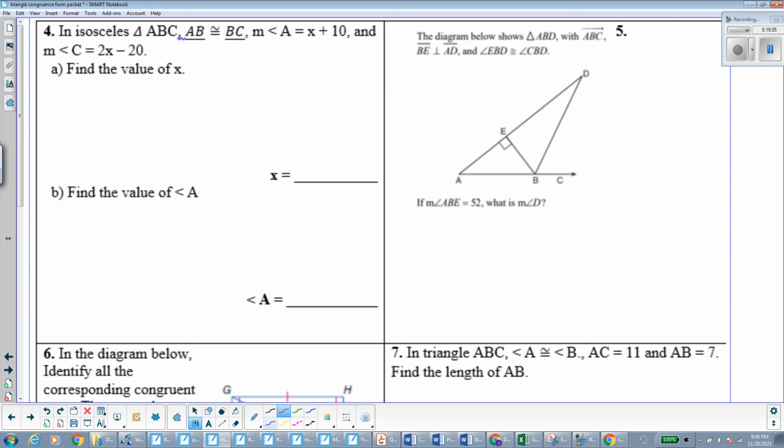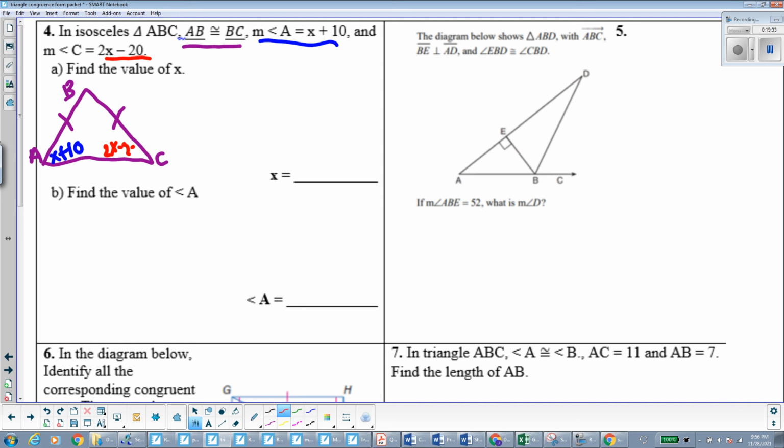So we have isosceles triangle ABC. So I'm going to go ahead and draw a picture. Very first thing I'm going to do, I'm going to make my triangle ABC. I know it's isosceles, and they're telling me that AB is congruent to BC, so I mark that in my diagram. Angle A is x plus 10, so let me go ahead and mark that over here. And angle C is 2x minus 20. And what we have to do first is find the value of x.